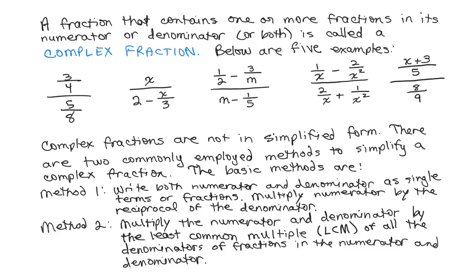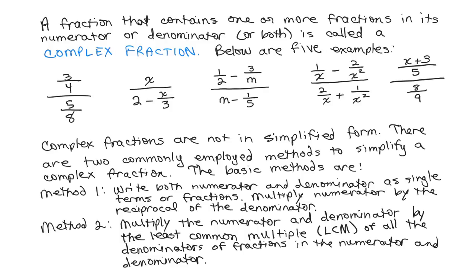Complex fractions are not in simplified form. That means we can simplify further so they don't look complex. And there are two commonly employed methods we could use. And these are a quick overview of the two methods. The first method is to write both the numerator and denominator as single terms or fractions. And then you'll multiply the numerator by the reciprocal of the denominator.